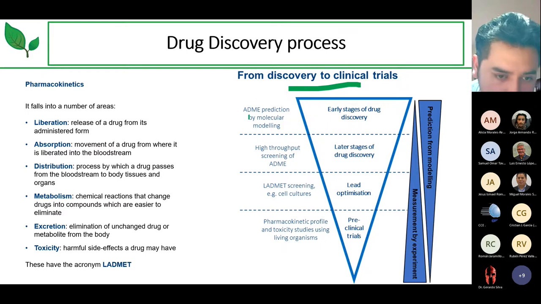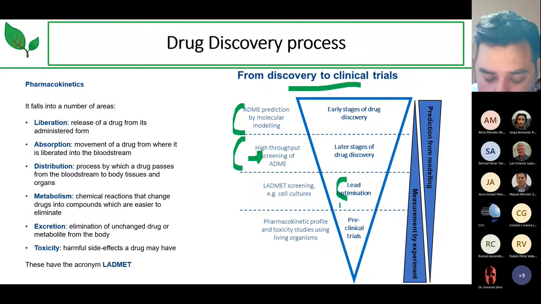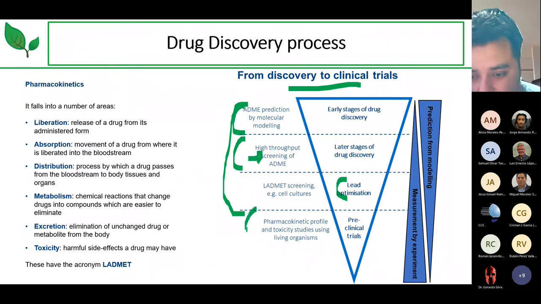Clinical trials are experimental trials from animals to volunteers, people. We can use ADME prediction and heterotopic screening, which is the approach of this work. We can use lead optimization, where we take a single molecule and improve it. All of these are computational approaches that allow you to make experimental trials more efficient.